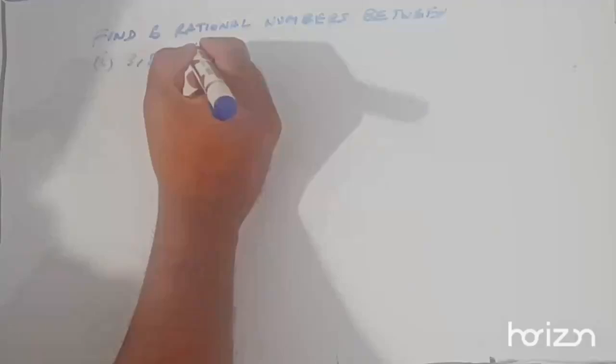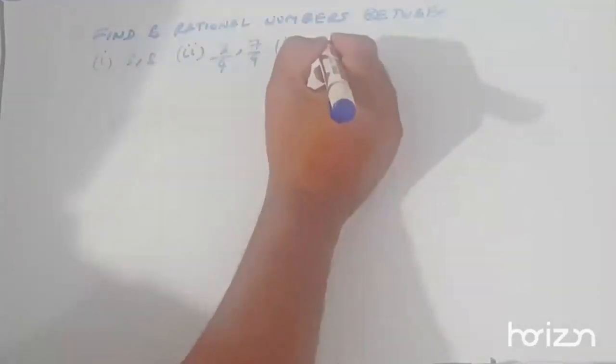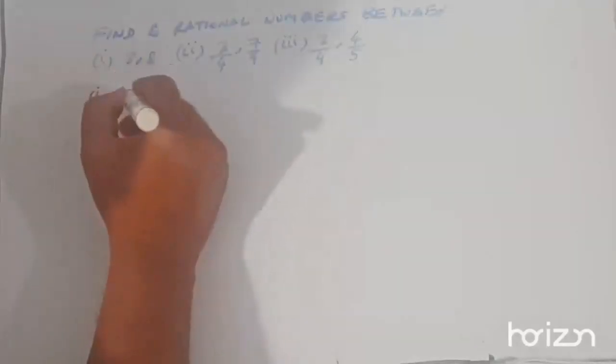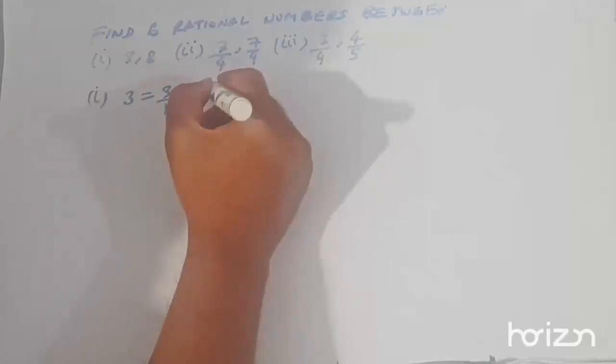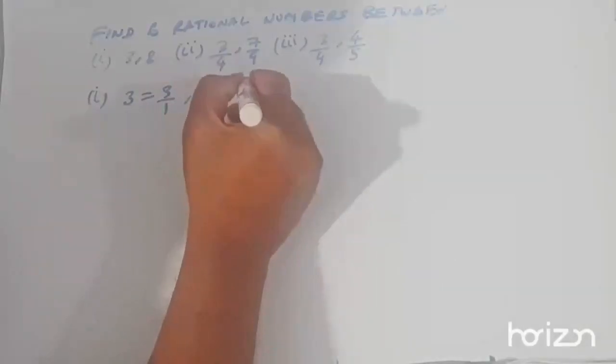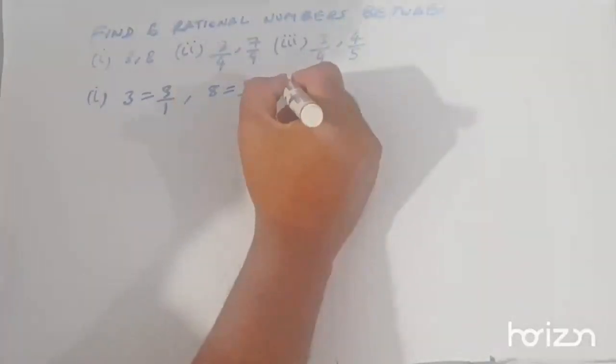For the second example, consider 3 by 4 and 7 by 4. And for the third example, consider 3 by 4 and 4 by 5. Okay. So for the first example, 3 and 8 can be written as 3 by 1 and 8 by 1, to bring it in the p by q form.